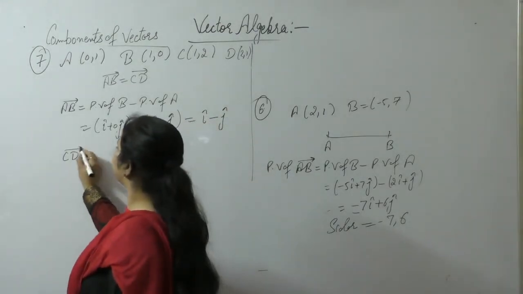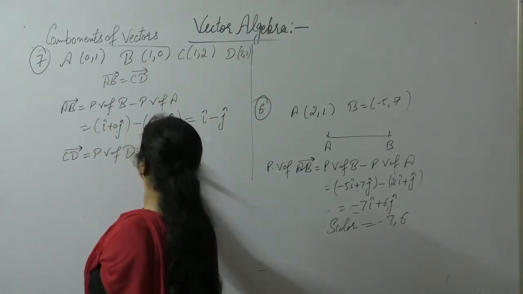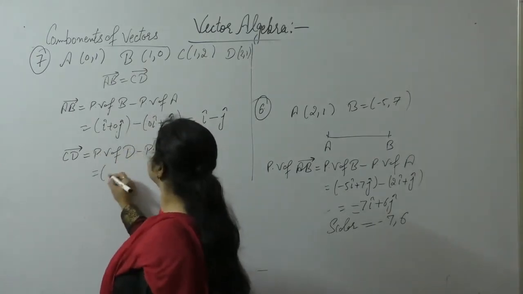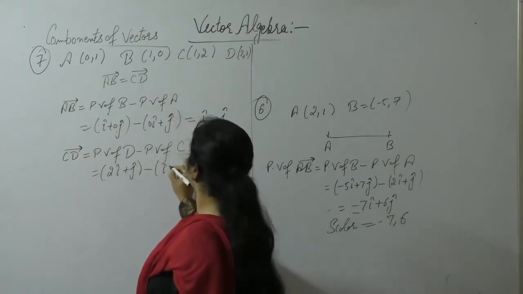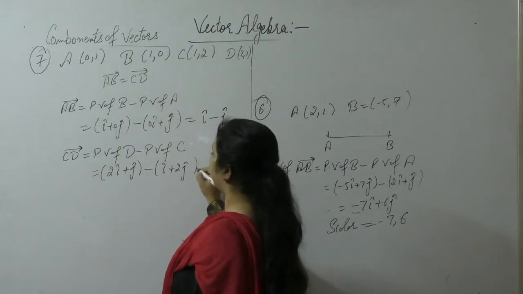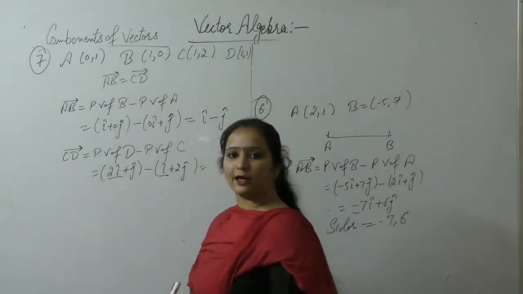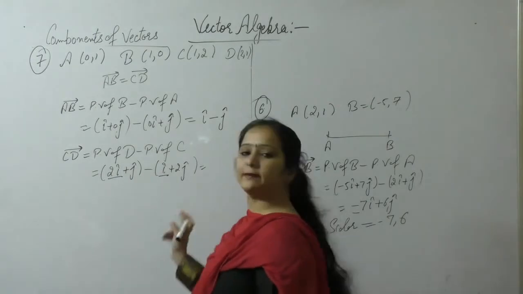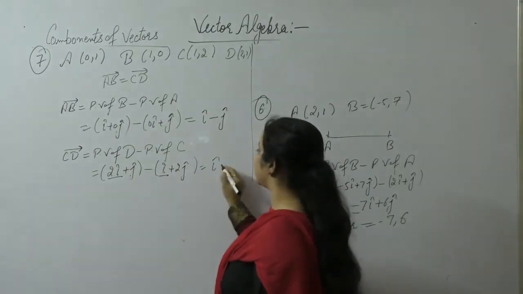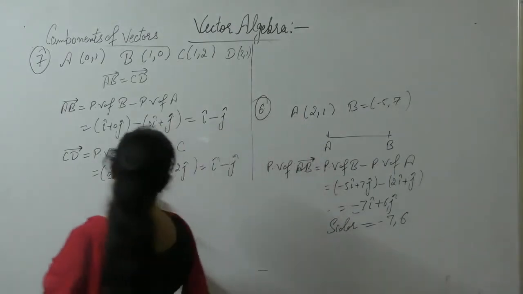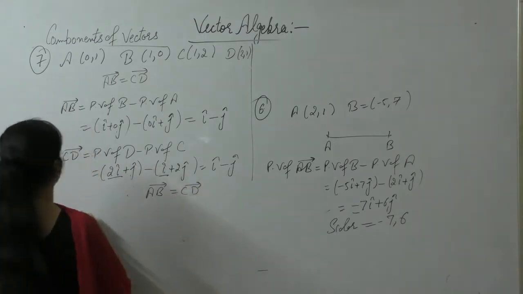Now CD vector is the position vector of D minus the position vector of C. D is 2i cap plus j cap, C is i cap plus 2j cap. 2 minus 1 for the i component, and j minus j. 2 minus 1 is 1, 1 minus 2. Therefore, AB vector is equal to CD vector.